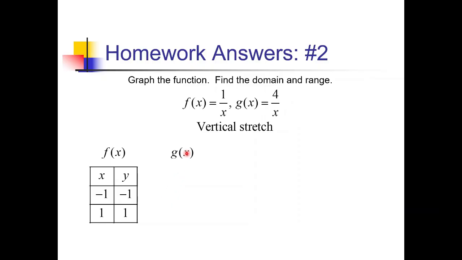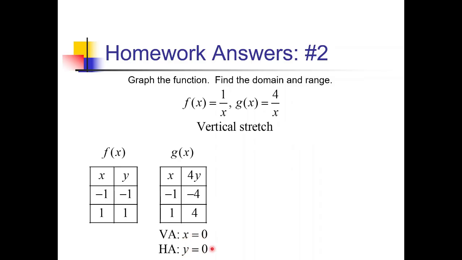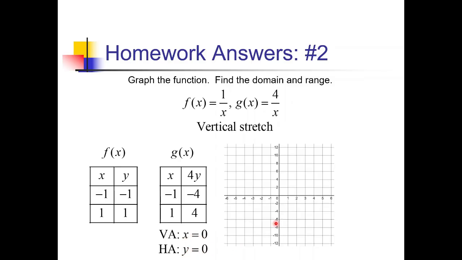And for the g function, since I have a vertical stretch, that doesn't affect my x values at all. So those are still going to be just whatever x's I started with. For the y values, I'm doing 4 times y. My x values are still -1 and 1. For the y values, now I have -4 and +4. And since I didn't shift this or translate it at all, my asymptotes stay x equals 0 and y equals 0.